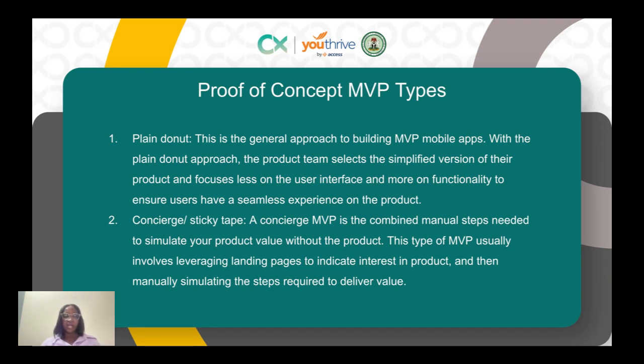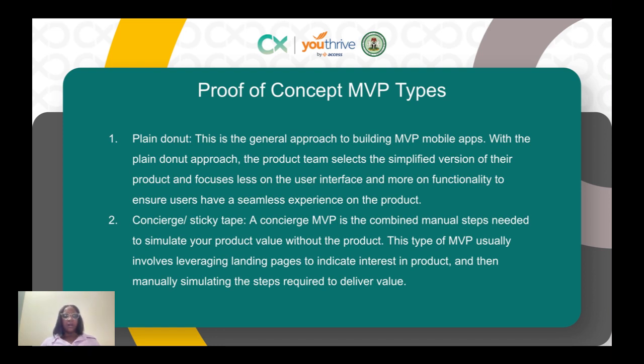With the plain donut approach, the product team selects the simplified version of their product. This is for mobile app. You're building an app, right? This is a plain donut approach, and this is typically the one that is more generic when you're working for technology companies that want to build apps, want to launch their first MVPs and all of that. They use the plain donut approach, which means that you are selecting a very, very simplified version of your product and minimal features. So just basic features so that your users will not be confused or perplexed when they're interacting with your product.